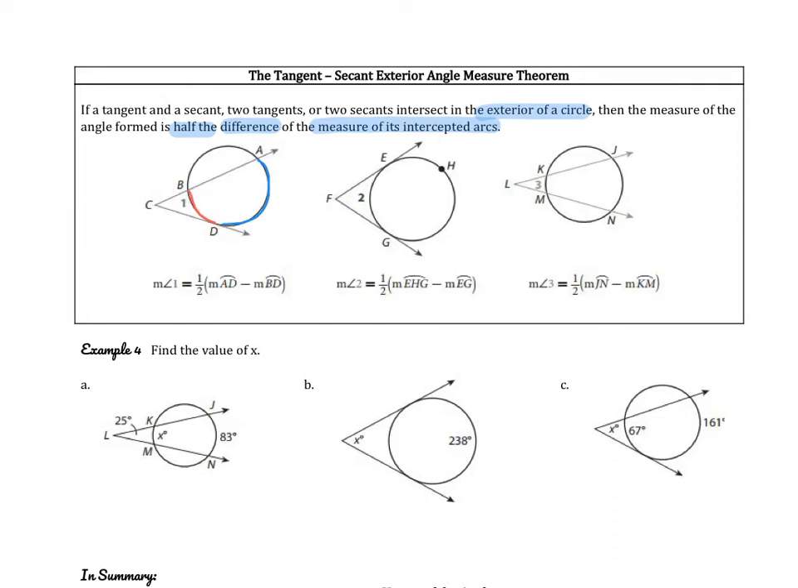In the second picture, we have two tangents that intersect outside the circle, so we can find the angle by again taking 1/2 of the first intercepted arc, the larger one here, arc EHG, and then we subtract the other intercepted arc, the measure of arc EG. Remember, it's the difference of the two arcs. And then in this third picture, we have two secants intersecting outside the circle. So again, we can find the angle by doing 1/2 times the difference of arc JN minus KM, the two intercepted arcs.